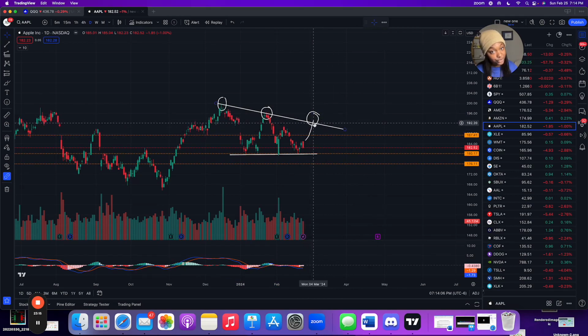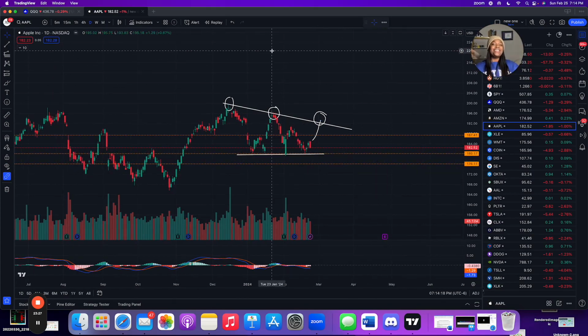If it comes up here and then rejects this, what is it? Let me know in the comments. If it gets here and then rejects, baby, we puts right on back down here towards the 180. Amen? And that's what I have for y'all.